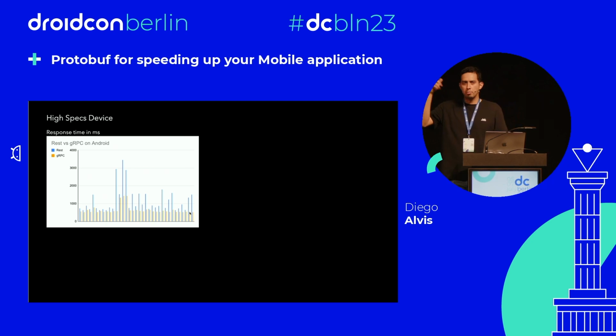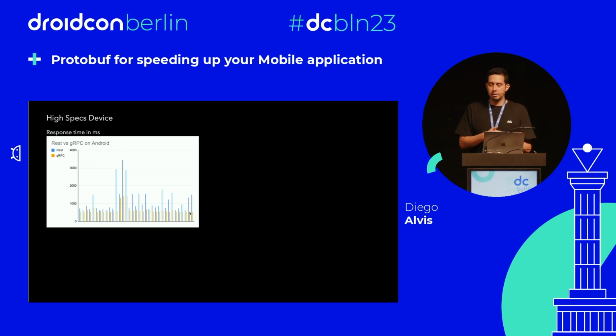I created a more complex example just to have some metrics. It was a big payload, actually, and I was making some benchmarks, right? So I found out that REST performs worse than gRPC in high-specs devices. As you can see, it was a very big payload. I have sometimes almost 3 seconds, but overall, gRPC was performing way better than REST in this case, right?